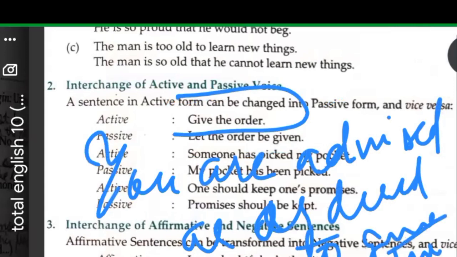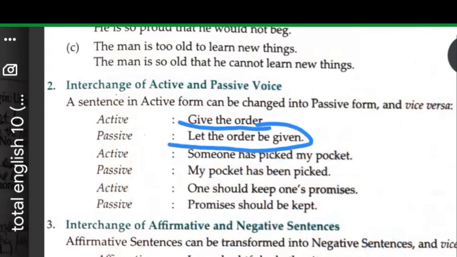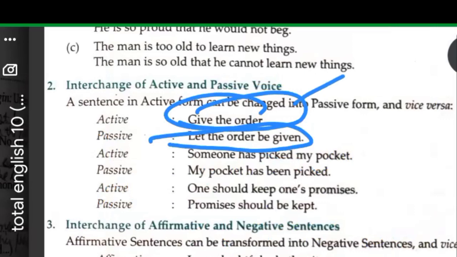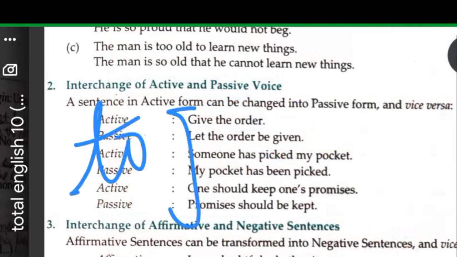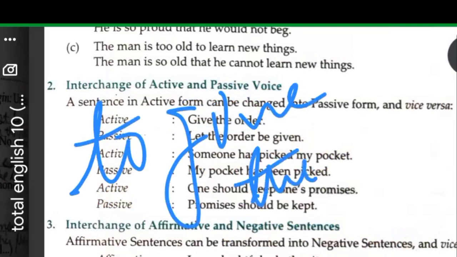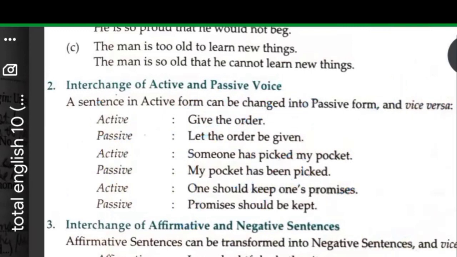Why is this particular change not done? Because if you use this particular way, then the third form will not be used, and the infinitive form is used to give the order, so it will turn into the infinitive mode. So you can change it by this form, or by this form, like you are ordered to give the orders. You are ordered to give the order, you are advised to give the order, or in any way, but that would turn it into the infinitive mode, to give the order. When we add to at the last, to give the order, it is infinitive mode.